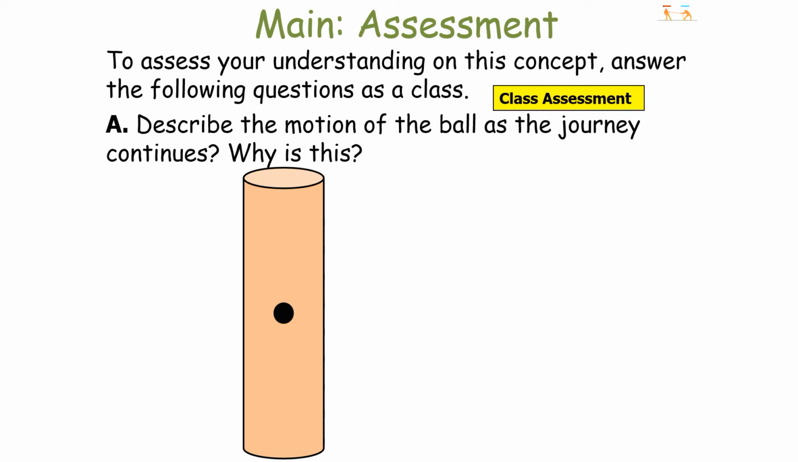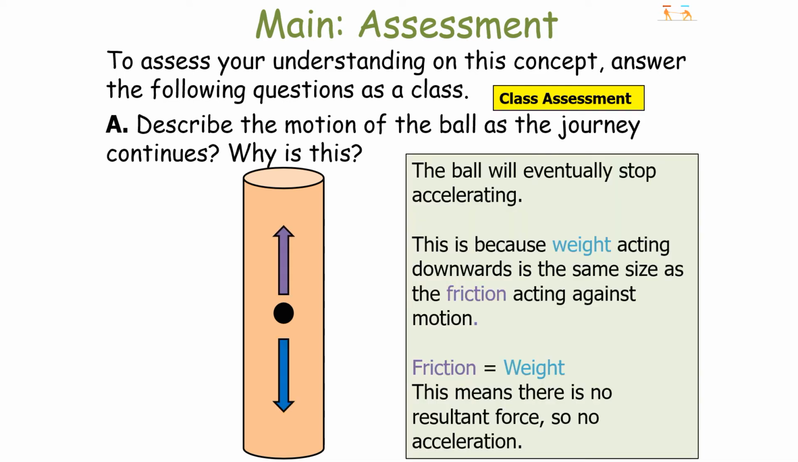Now, as the ball continues its journey, what's going to happen to the motion of the ball? Well, eventually the ball will stop accelerating because the weight acting downwards will be the same size as the friction acting against the motion. So eventually friction will equal weight. This means there's no resultant force, so no acceleration.